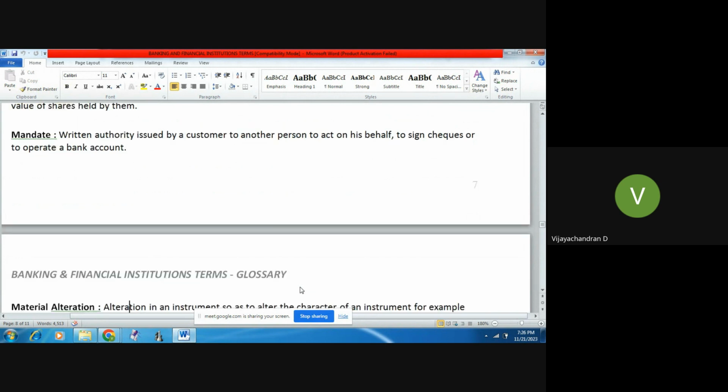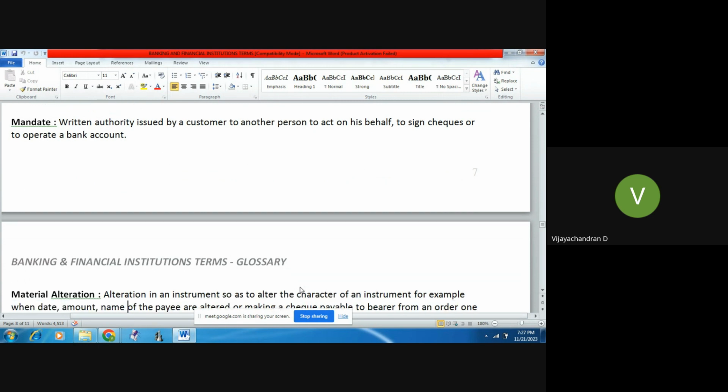Mandate. What is this? A mandate is the authority issued by a customer to another person to act on his behalf. Suppose a customer is giving a proxy, the person giving the rights is giving rights to another person to act on his behalf, like signing, issuing a check. So that is known as a mandate power.